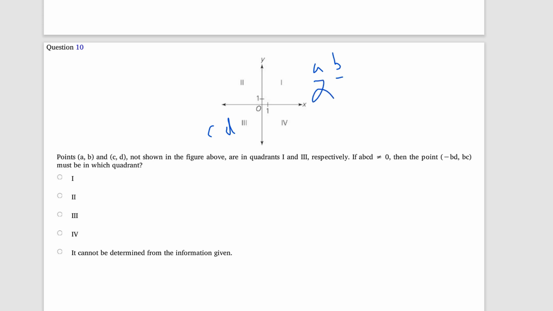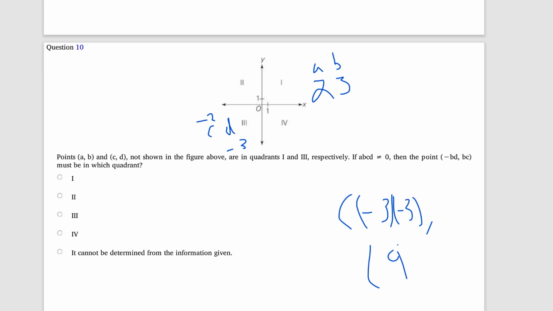Let's say A is 2, B is 3, C, because it's down here, would have to be negative, so let's say negative 2, and D would also have to be negative, so let's say negative 3. Now filling in those numbers, we have negative B, which is 3, times D, which was negative 3. Okay, so that's negative BD. That's the first coordinate, which you can tell is going to be 9, positive 9.